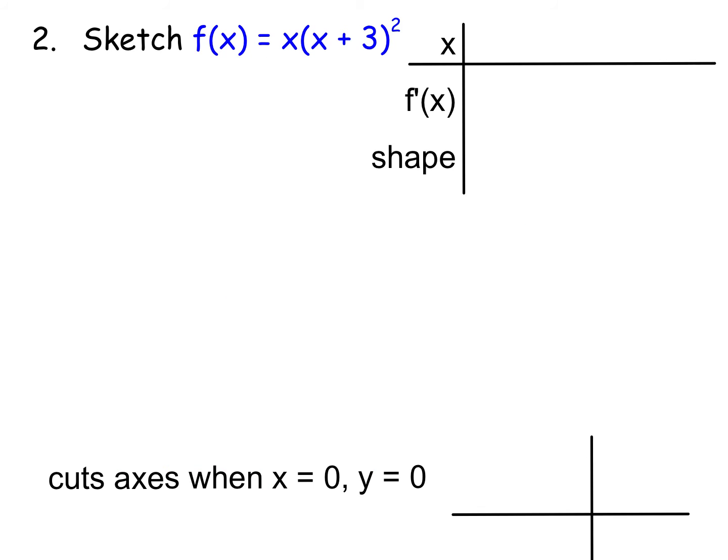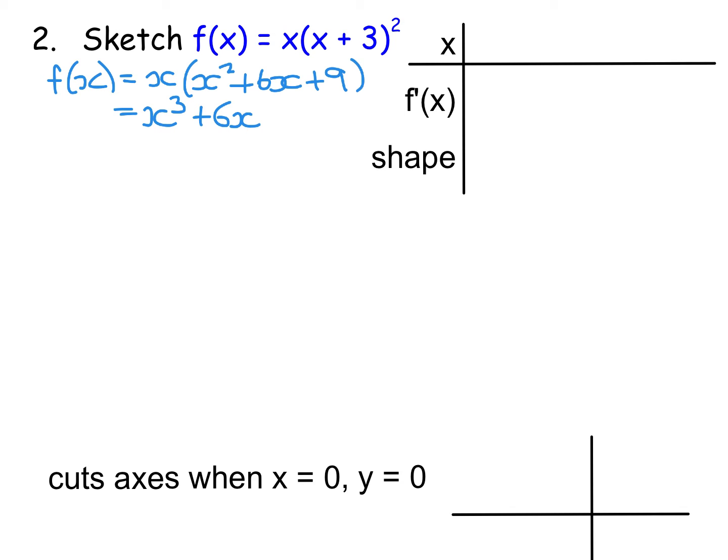Okay, this example is not ready to even think about differentiating until we expand those brackets. So we should have f of x equals x bracket, that would give you x squared plus 3x, so that's 6x plus 9. And then if I introduce x, that goes to x cubed plus 6x squared plus 9x. I had a wee silly moment there. Now we differentiate. So it goes down to 3x squared plus 12x plus 9.